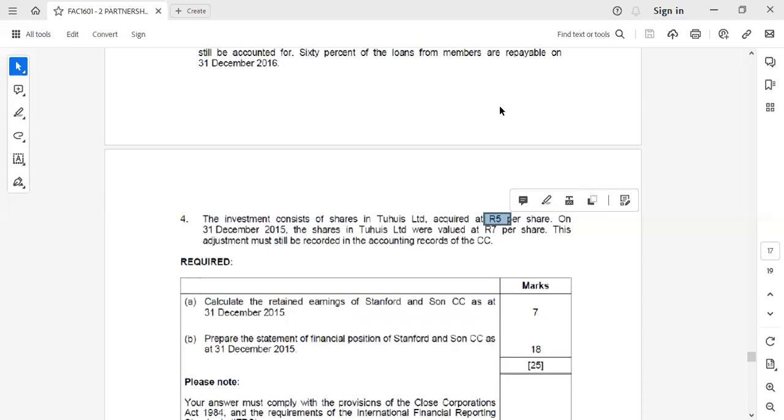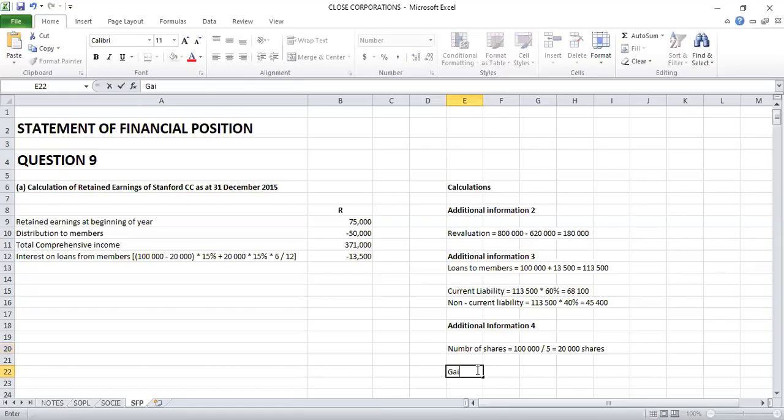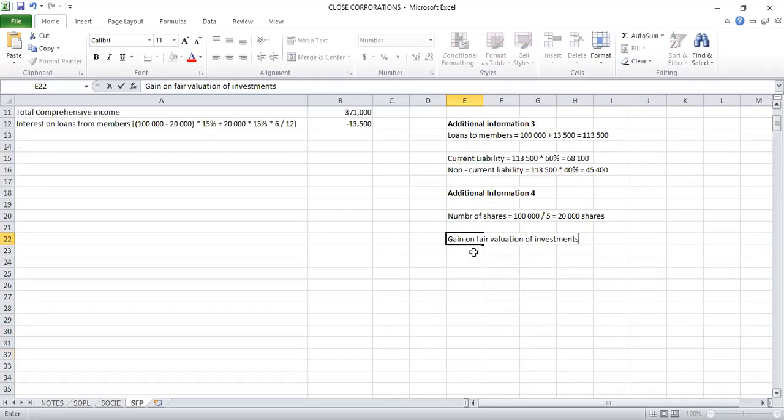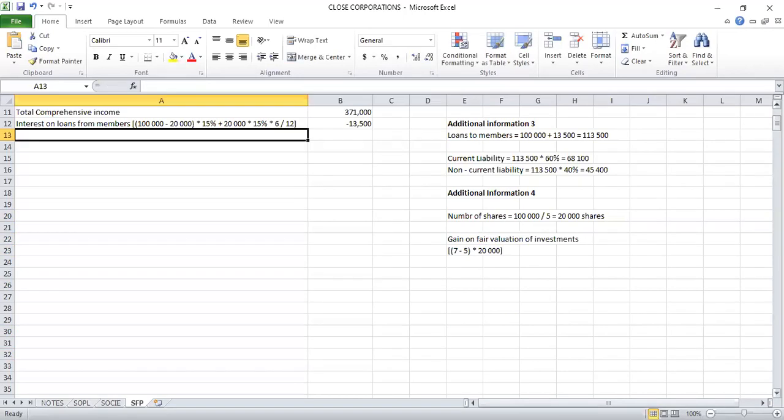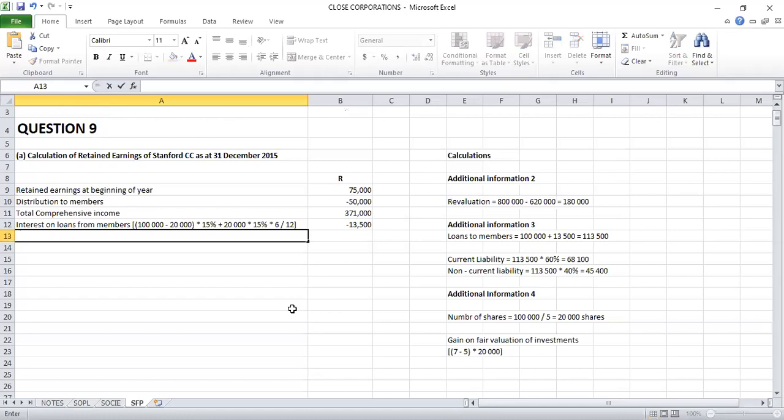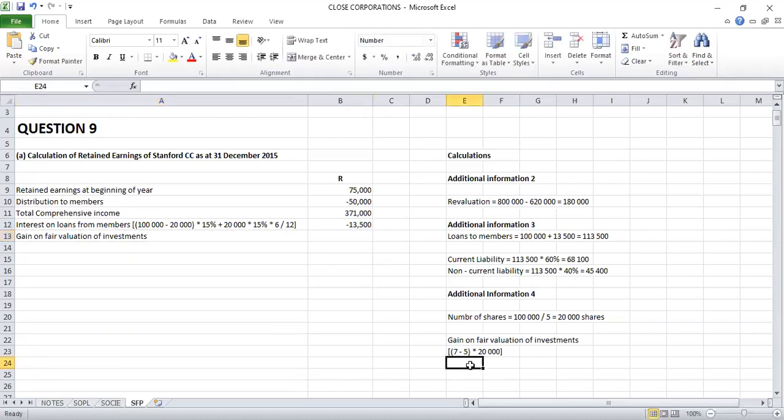Right, so the gain on fair valuation of investments, our gain would be seven minus five, multiplied by 20,000. What do we get? Is that 40,000? That should be 40,000. So that means there's a gain of 40,000, because they've increased from R5 to R7, it's a gain.